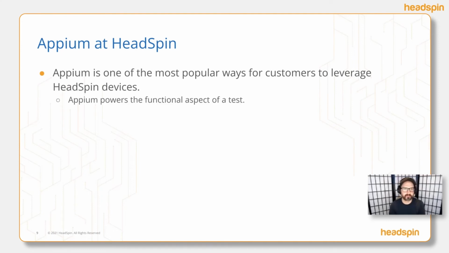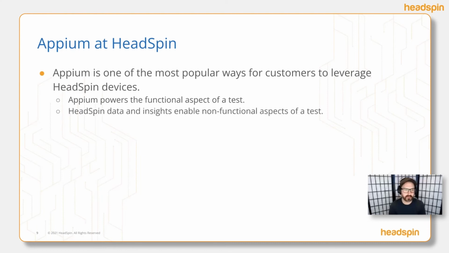And the very basic, very standard way that customers take advantage of both Appium and HeadSpin is that they use the Appium technology to power the functional aspect of a test. So take the test through its steps, like if you're testing login, find the username field and the password field and put the correct data in them and tap the login button and then make sure that the right thing happened. And then they're using a HeadSpin device to do this, so they get all the advantages of HeadSpin remote devices and location-based devices and things like that.